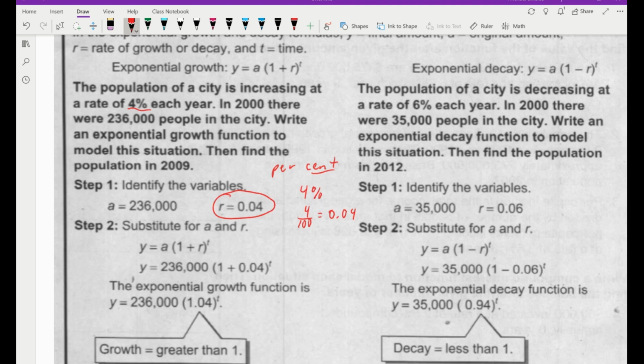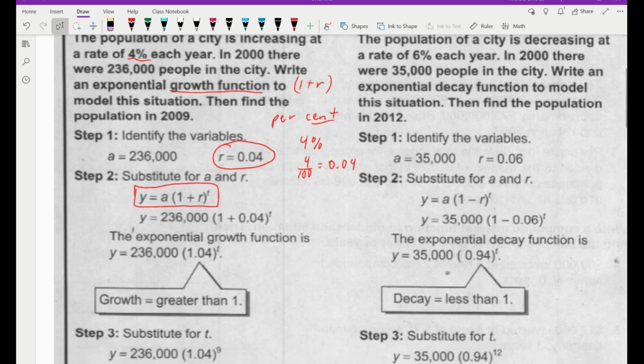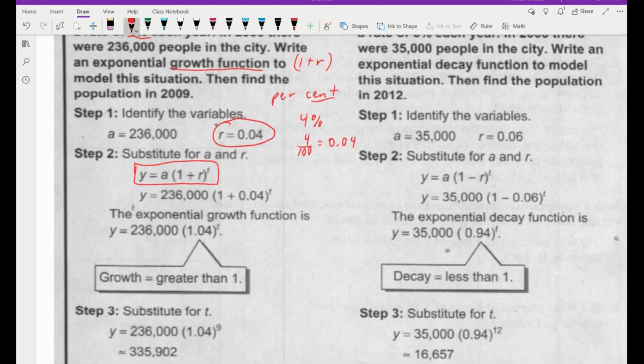In 2000, there were 236,000 people in the city. Write an exponential growth function, so it's 1 plus r. Growth function tells us it'll be 1 plus r. To model this, then find the population in the year 2009. So here's our basic function right here: y equals a times 1 plus r raised to the t. Our starting population is 236,000. We're increasing at 4% a year, and time, of course, is in years. Starting in 2000, we're trying to find the population in 2009.